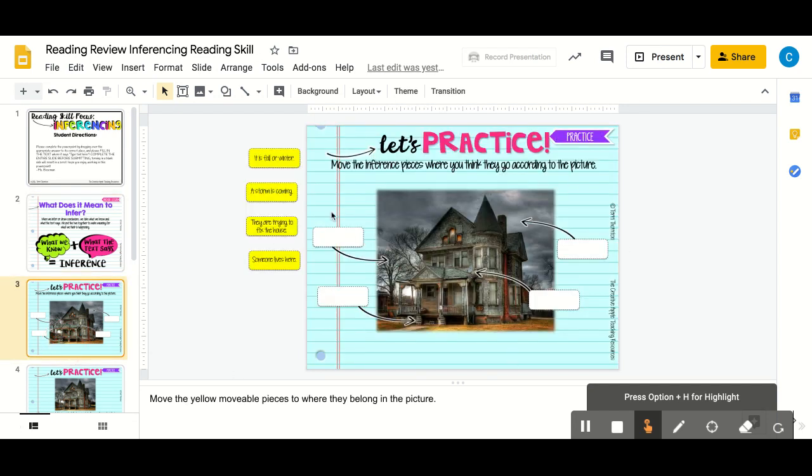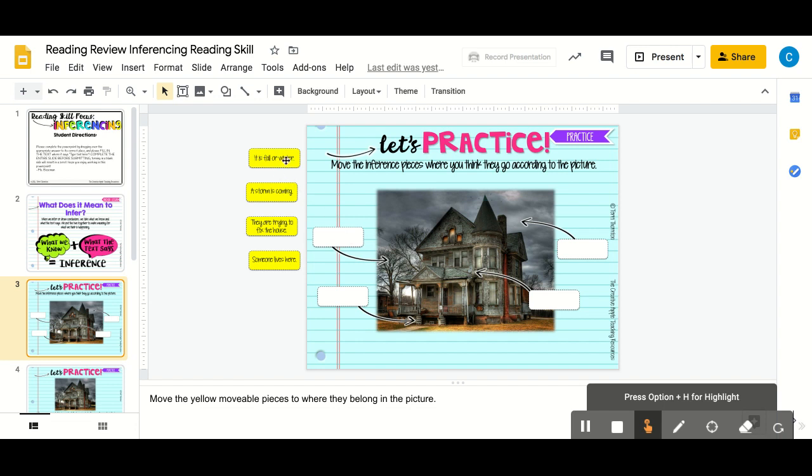Look at this picture here. It says, let's practice. Move the inference pieces where you think they go according to the picture. I read a little thing the other day that said a picture is worth 1,000 words, and it is. So take some time and just look at this picture before we start to infer. Make your own inferences before you look over here. Cover those up with your hand and make your own inferences. Where the arrow is pointing is the inference you are making about that specific piece of the picture. So make a couple inferences on your own, and let's go over here and look at these.